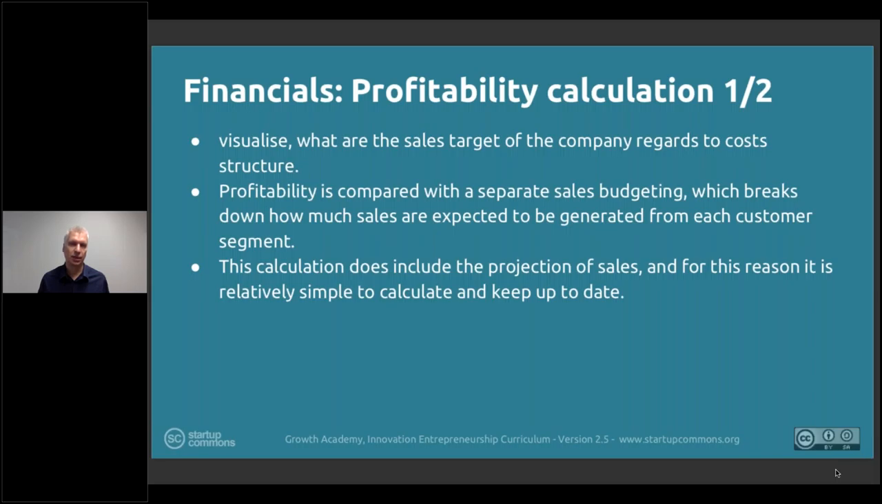But the profitability calculation is mainly to look at this is our cost structure, and basically this is how much sales with this profitability level we need to deliver to be able to get to break-even level. So how much is our running cost at the time, and then splitting that down into relevant items.